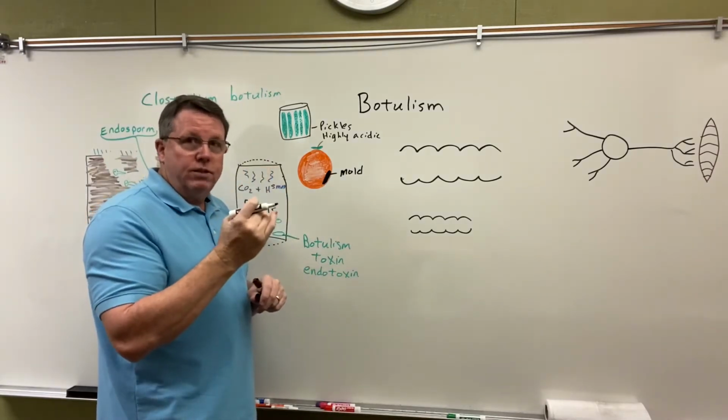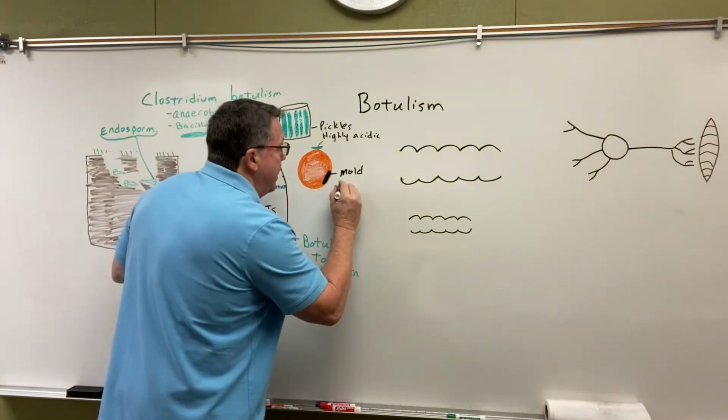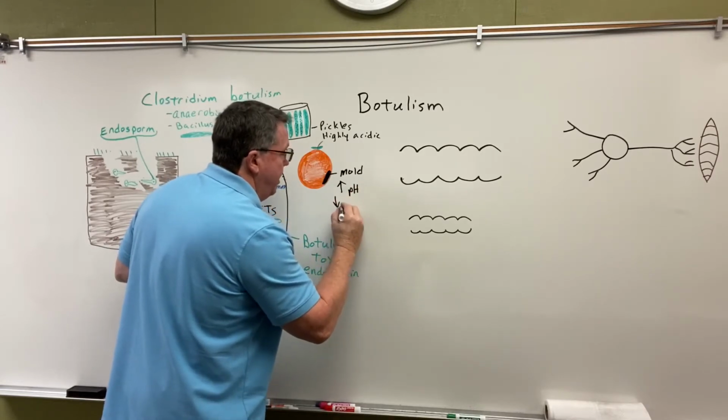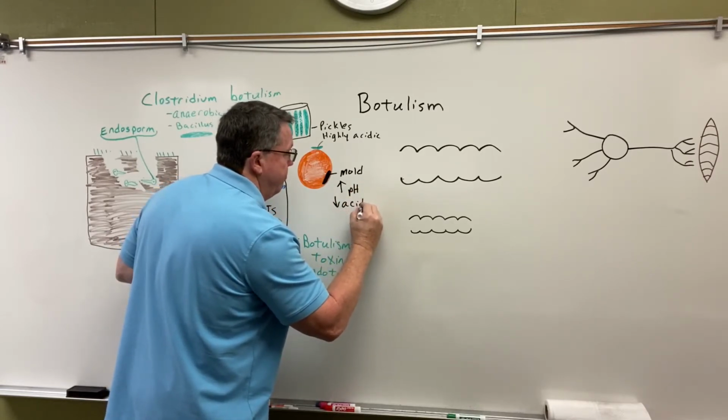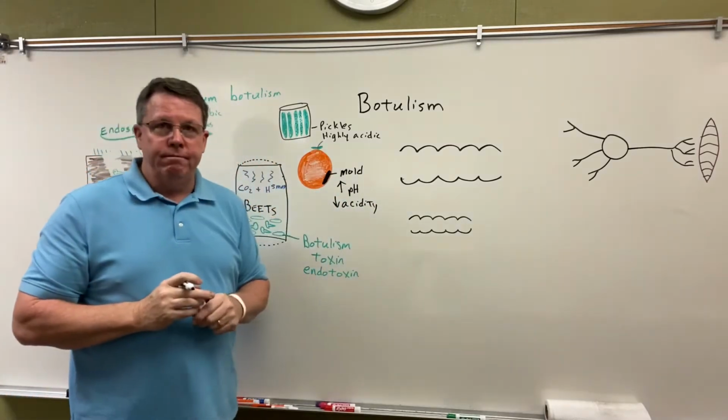It's going to increase the pH of the orange, which makes it more basic. So we get an increase in pH. So it's a decrease in acidity. All right, and now botulism can actually grow on that.